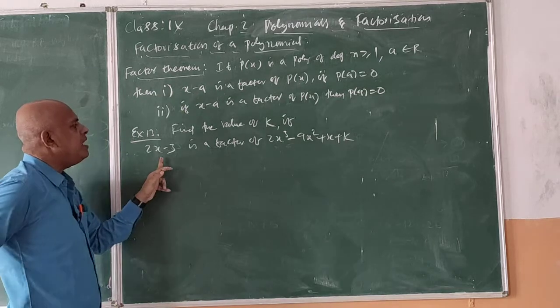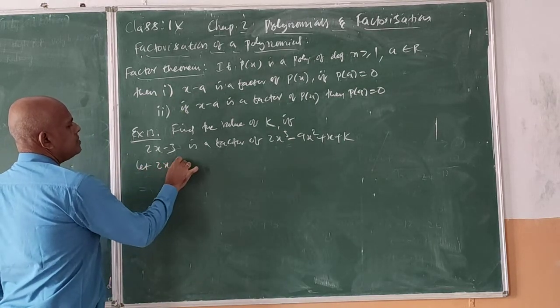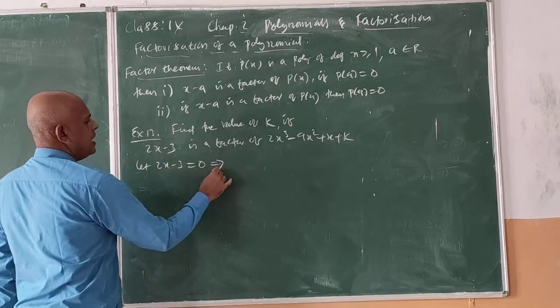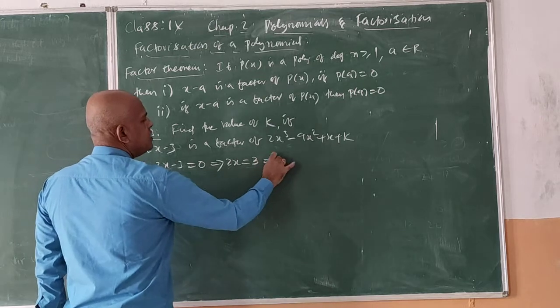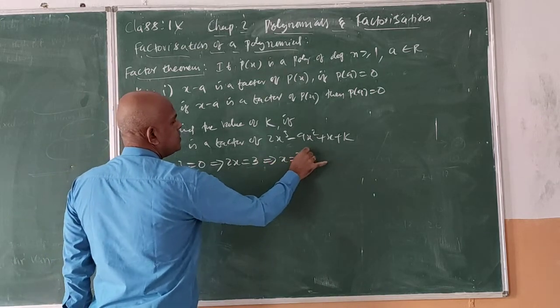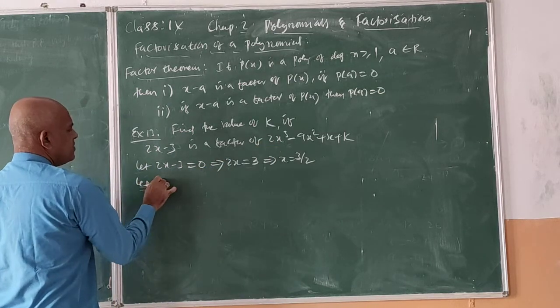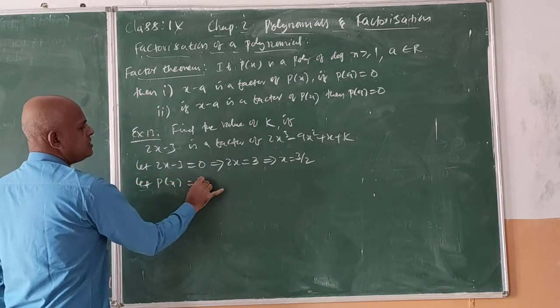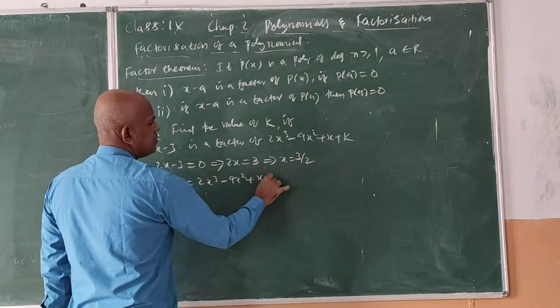Here, first we find the value of x. Let 2x minus 3 is equal to 0, which implies 2x is equal to minus 3, transposing, plus 3, which implies x is equal to 3 by 2. So x is equal to 3 by 2. Now let p of x is equal to 2x cube minus 9x square plus x plus k.